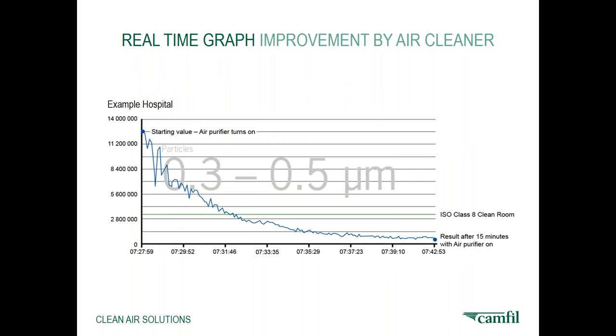In this graph, we see the reduction in number of particles at the size of 0.3 to 0.5 microns, and the time axis is only 15 minutes. This is a good example of how easy it can be to reduce the number of particles to ISO 7 level, 8 level, by using an H13 filter in a recirculating air cleaner. In the beginning, where you see the pointer, it was 12 million, and after 50 minutes, we reach 500,000. And you can see the green line is the ISO 8 level for a clean room.